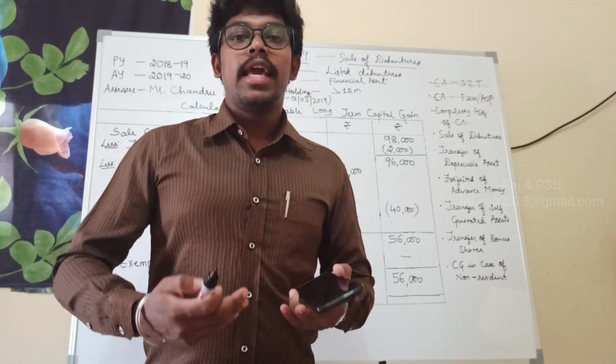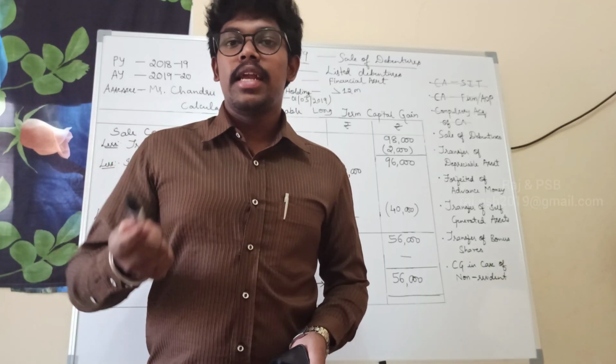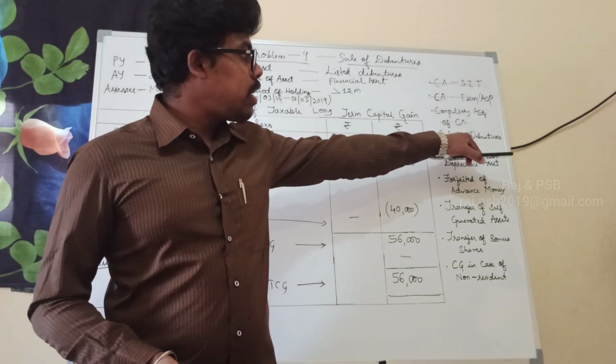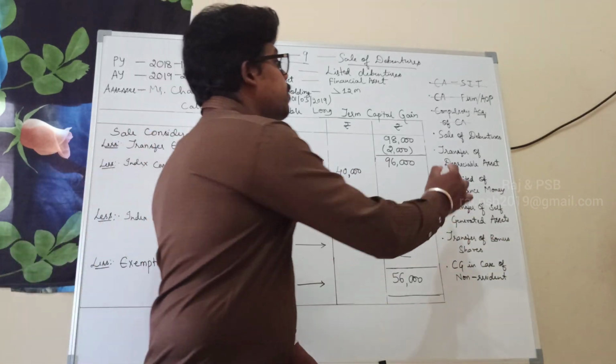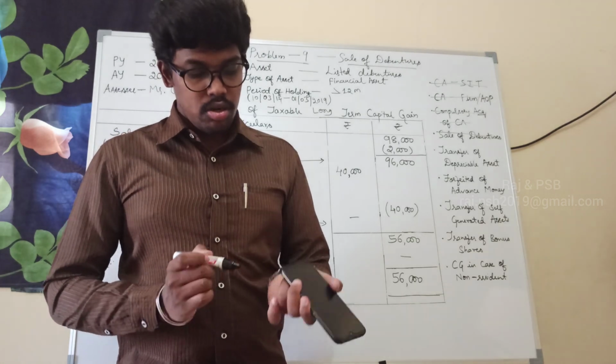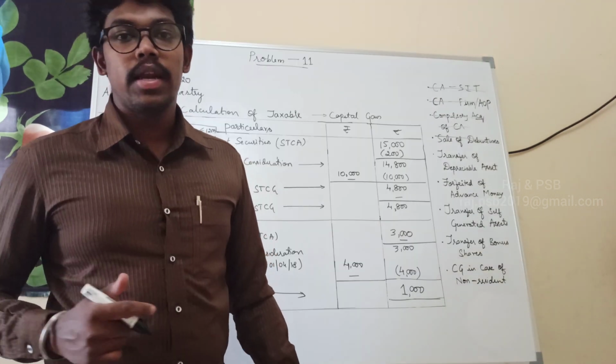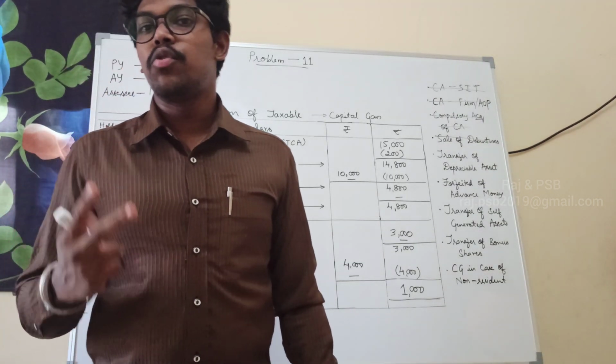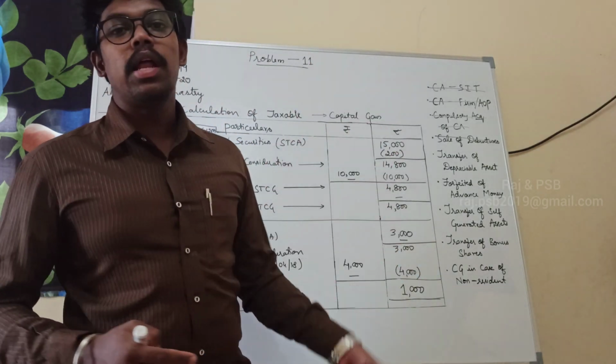Okay, next, problem number 10, take it as an assignment from the topic sale of debentures. So here your sale of debentures topic ends. Next sums will be carried on in other topics. Under the topic transfer of depreciable asset, we have two problems, problem number 11 and 12.